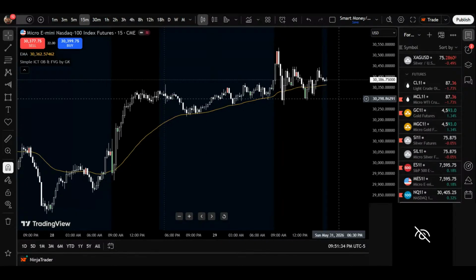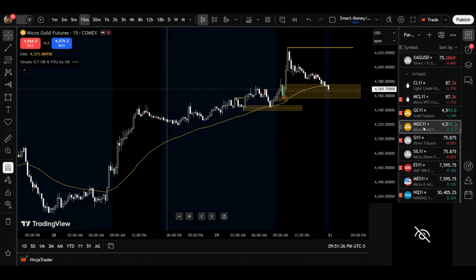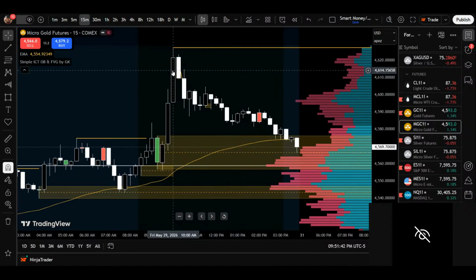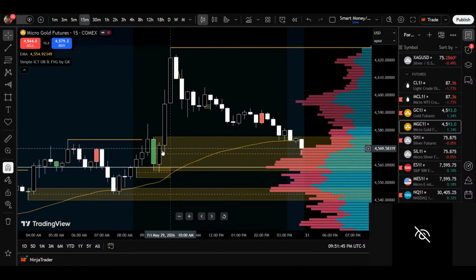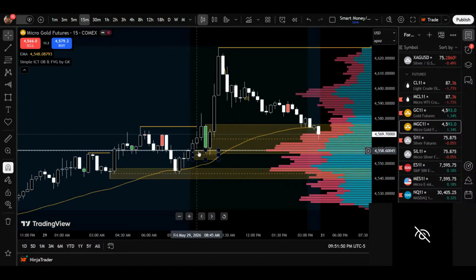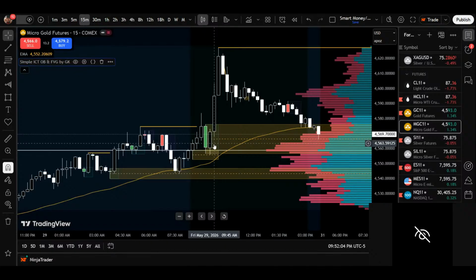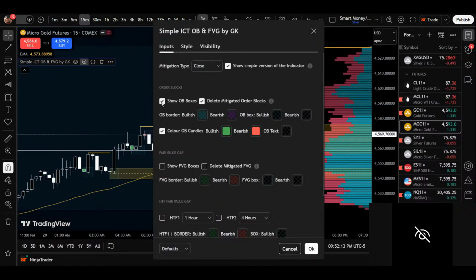Let's go back to gold because I want to show y'all this. Check this out. Boy, look how accurately it marks out these order blocks. And I had this marked out before he even showed me this. It even marks fair value gaps, but I got them turned off. So you come here, I got it on, let me see, show OB boxes. You could do the box for the order block as well, but I just do my own rectangle, so I turn that off.